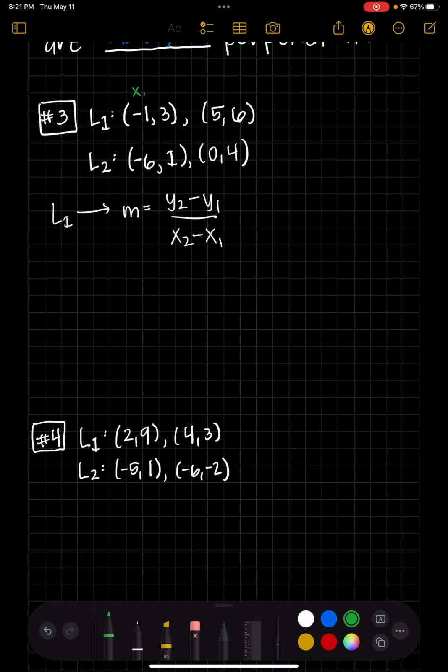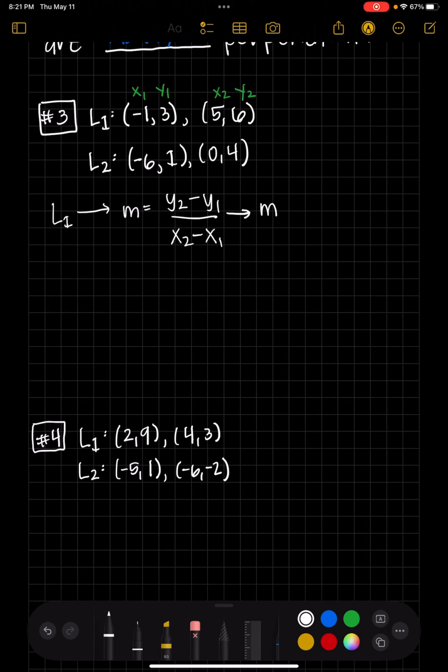For L1's case, it would be x1, y1, x2, y2. The only reason I say x1, y1 on the first one and x2, y2 on the second one is because one's first and one's second. I could flip-flop that, but it's easier just to keep it in order. All right, so then let's plug in that information.